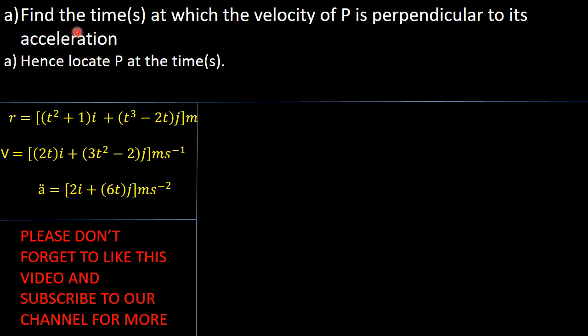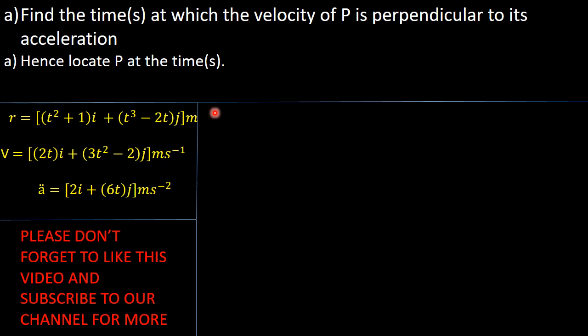Okay, now the next part wants us to find, this is not supposed to be a, guys, this is supposed to be d, then this is supposed to be e. Yeah, this is supposed to be d and this is supposed to be e. Okay, it wants us to find the times at which the velocity of p is perpendicular to its acceleration.